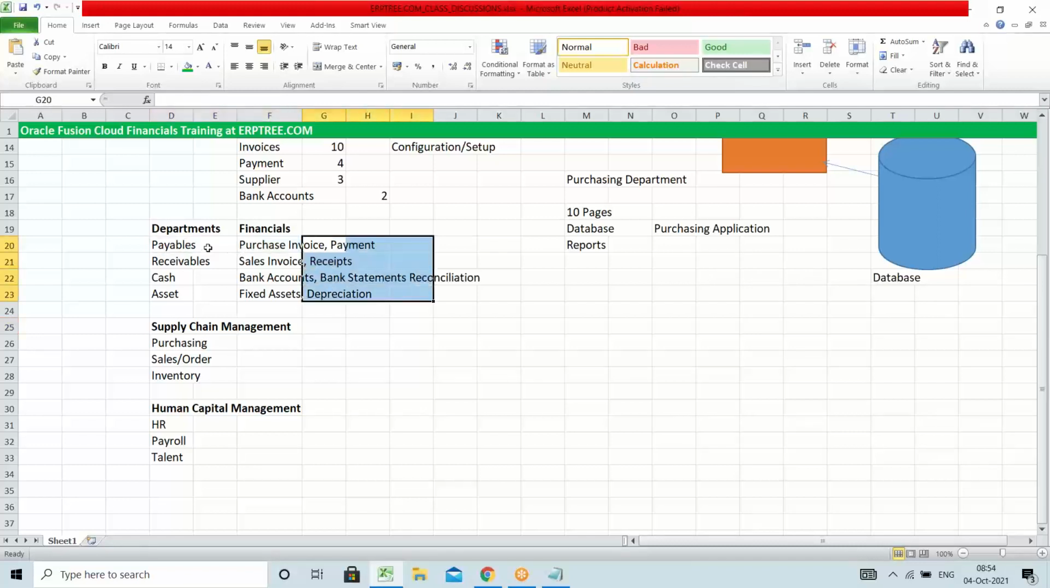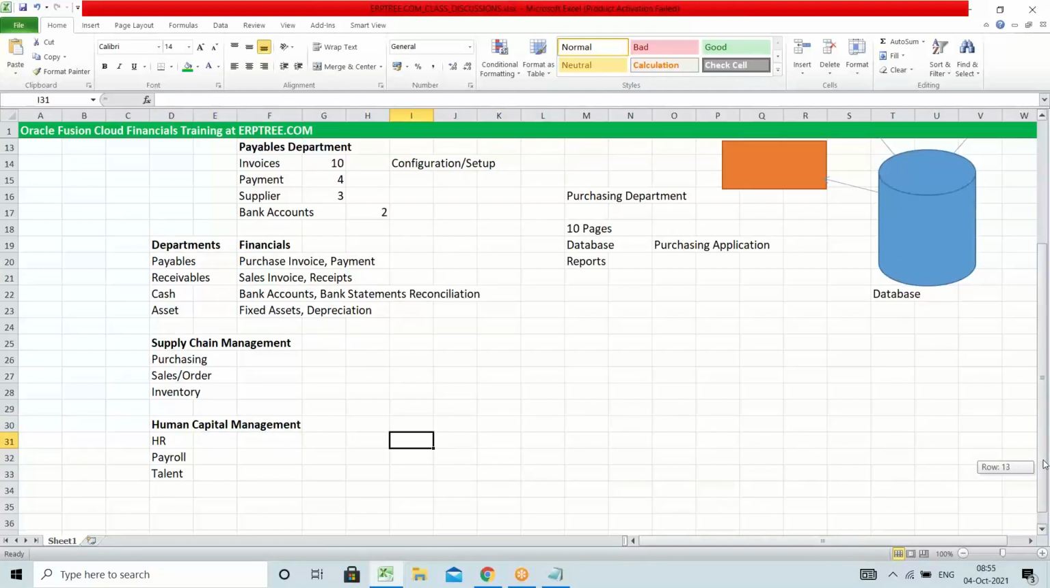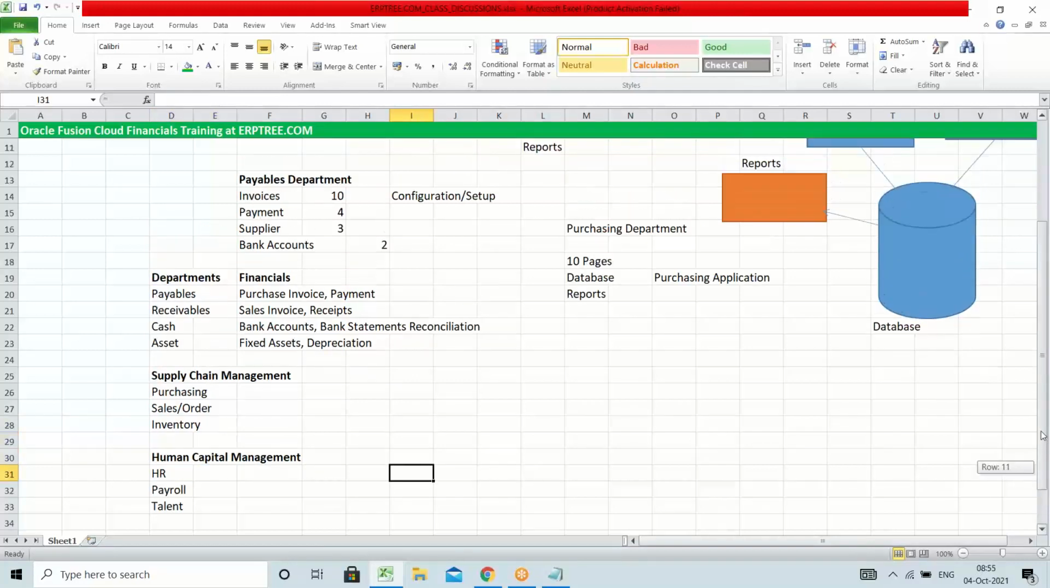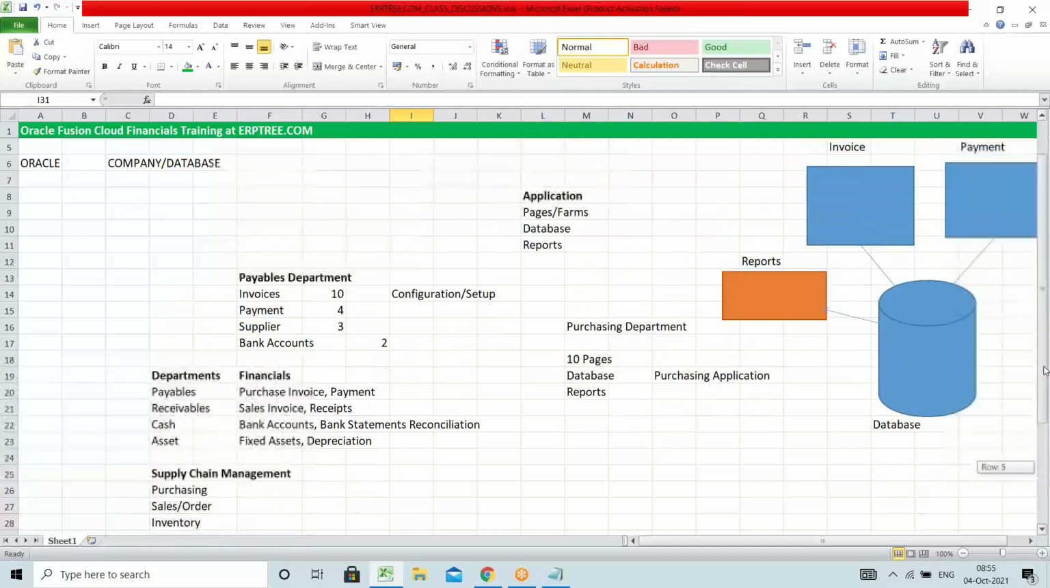These are the finance-related departments. These are supply chain-related departments. These are human capital management departments. This is how we are calling them. The same way, there are many others we'll come across and discuss. Again, procurement-related. This is how we have it.